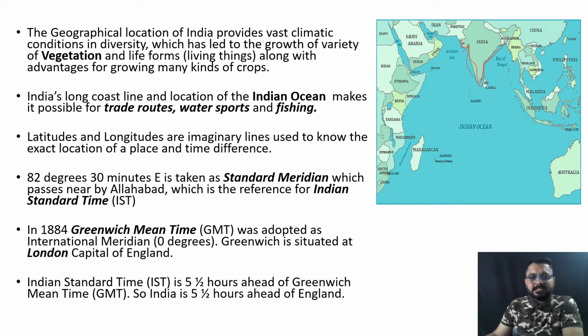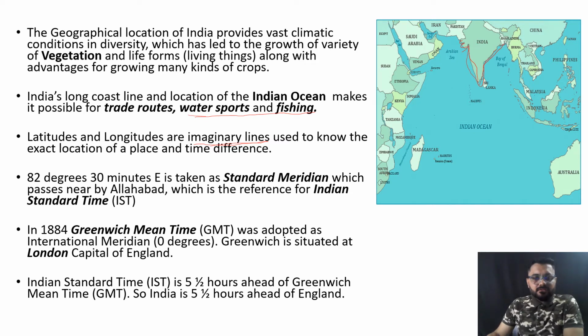And also, since India has a long coastline, there is also a greater scope for water sports as well as fishing, children. Now, here we have latitudes and longitudes, children. Already we know that these are two imaginary lines. Imaginary lines are the lines that we have drawn for ourselves. They do not actually exist. A latitude or a longitude is just an imaginary line. So we have drawn it for the sake of understanding better.